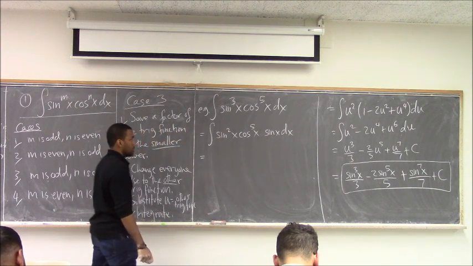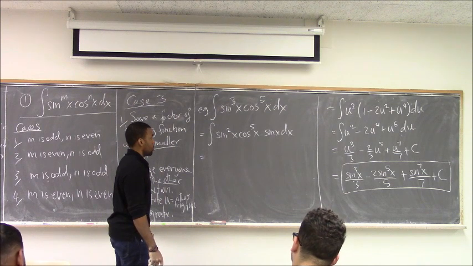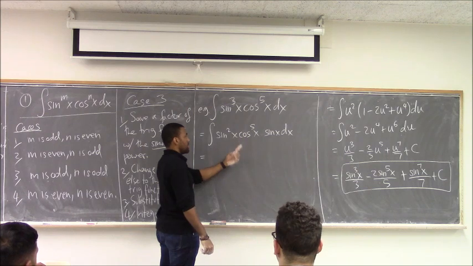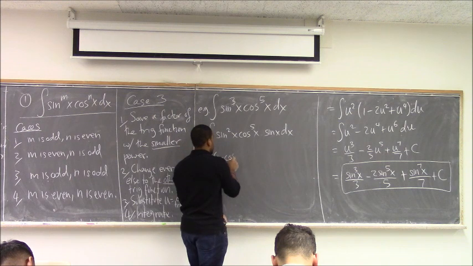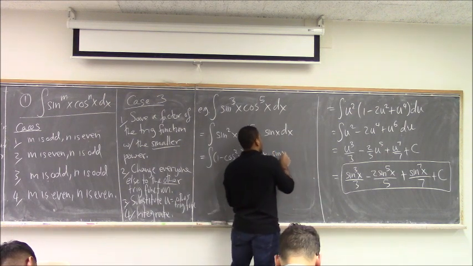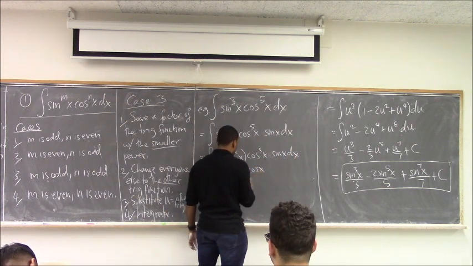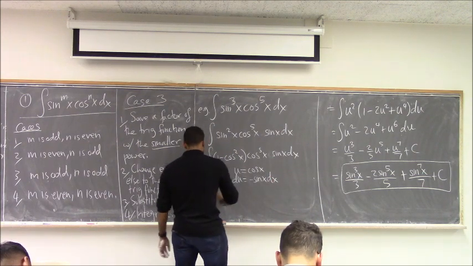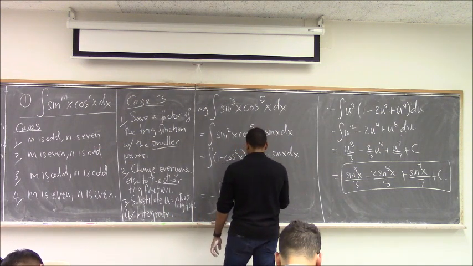Second step: anything else to sine, you need to change to cosine. Change everybody else to the other trig function, the one other than what you saved. So this is 1 minus cosine squared. Now you do a substitution: u equals that other trig function, cosine. Your du is going to be minus sine x dx, and you'll end up with the negative of 1 minus u squared to the 5th du.